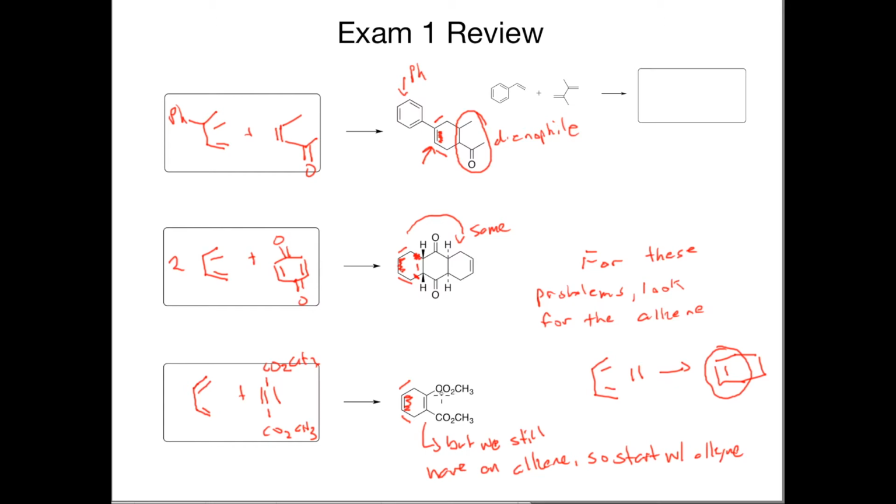Okay, so we go to the last one, and this one's asking you to determine the product. We just want to look for our diene. If I take this and rotate it around so that I get to the s-cis conformation, you can see there that I have my diene.